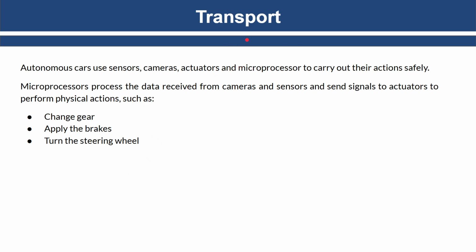First, we have in transportation. So we have autonomous cars, and autonomous cars use sensors, cameras, actuators, and microprocessors to carry out their actions safely. So what is the function of the microprocessor in an autonomous car? The function is to process the data that is received either from the camera or the sensors, and then send signals to the actuator to perform physical actions. Physical actions such as changing the gear, applying the brakes, turning the steering wheel.